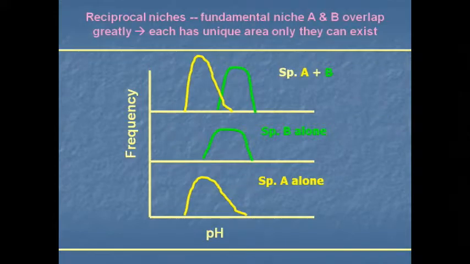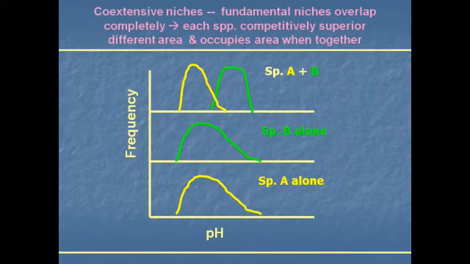This is a second type of niche relationship, reciprocal niches, where each species has an area of niche space where it is the superior competitor. The last type of niche relationship is called coextensive niches. It is an unusual case where the fundamental niches of both species overlap, but each individual species has a place in niche space where it is the superior competitor.